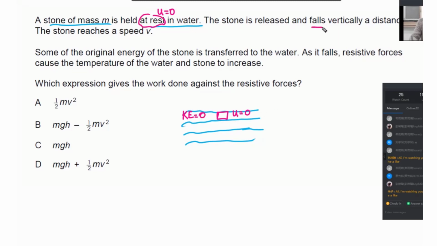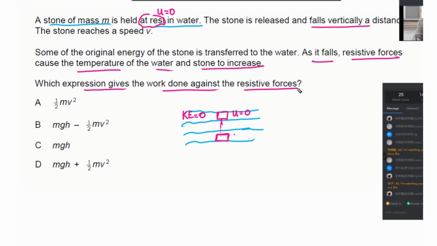The stone is released and falls vertically. So the stone falls vertically, means it goes like this. Let's say it reached this point. So when it reached this point, it is also given to you, as it falls, resistive forces cause the temperature of the water and stone to increase. We need to calculate work done against the resistive forces. So to answer this problem, simply you need to understand conservation of energy. So simply we need to write down conservation of energy. So based on this principle, we can answer this problem.